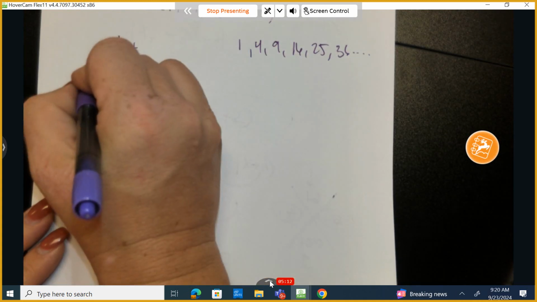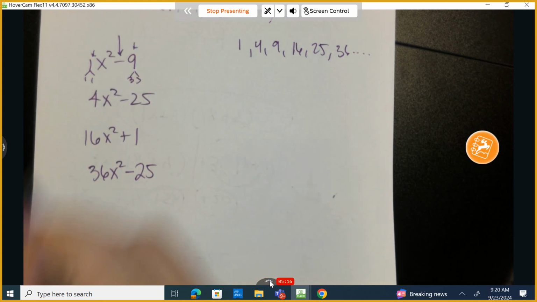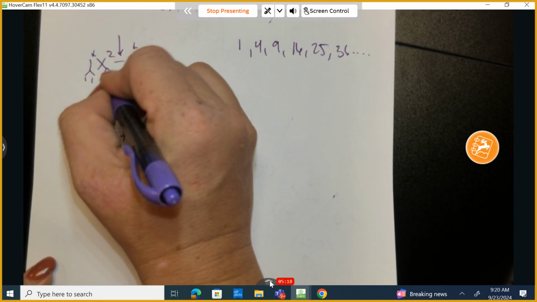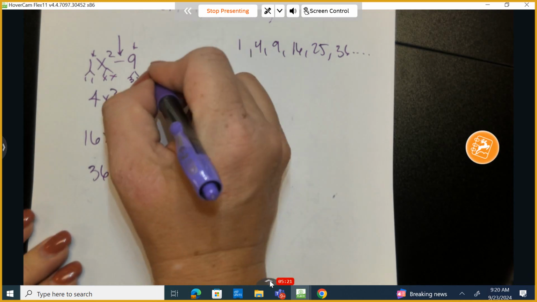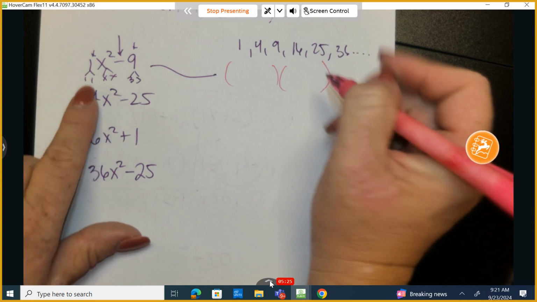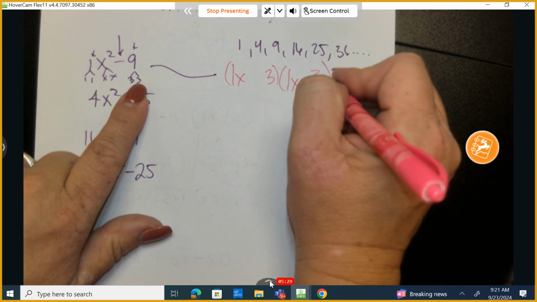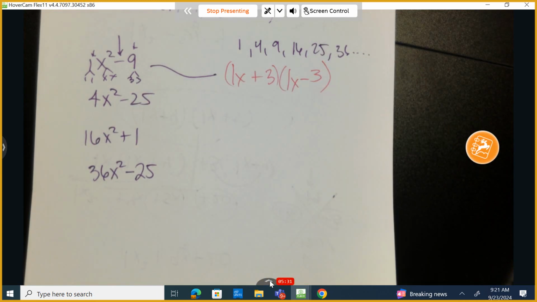So 1 is a perfect square. It splits into 1 and 1. 9 splits into 3 and 3. And I have subtraction. Lastly, I have to be able to take this x and evenly split it into 2. When that happens, then I can quickly factor this using the difference of squares. 1 in x's comes from the front. 3's come from the back. 1 is positive and 1 is negative, and we're done.